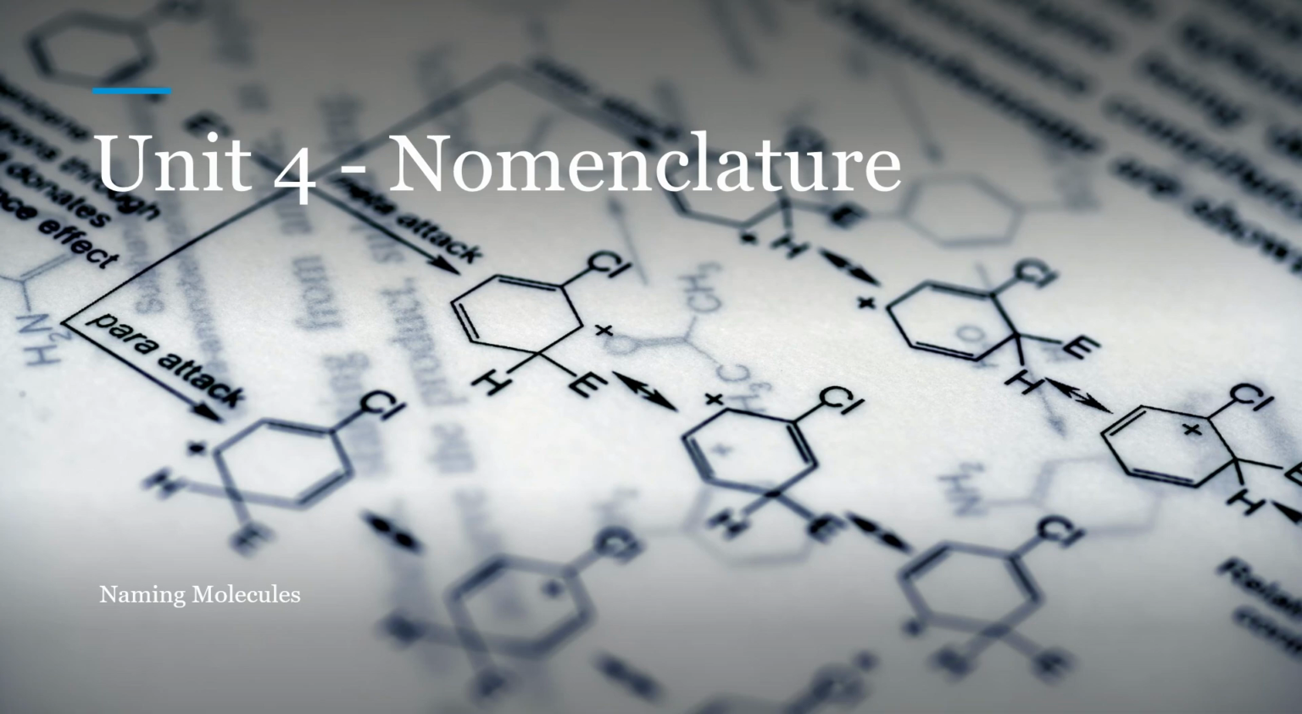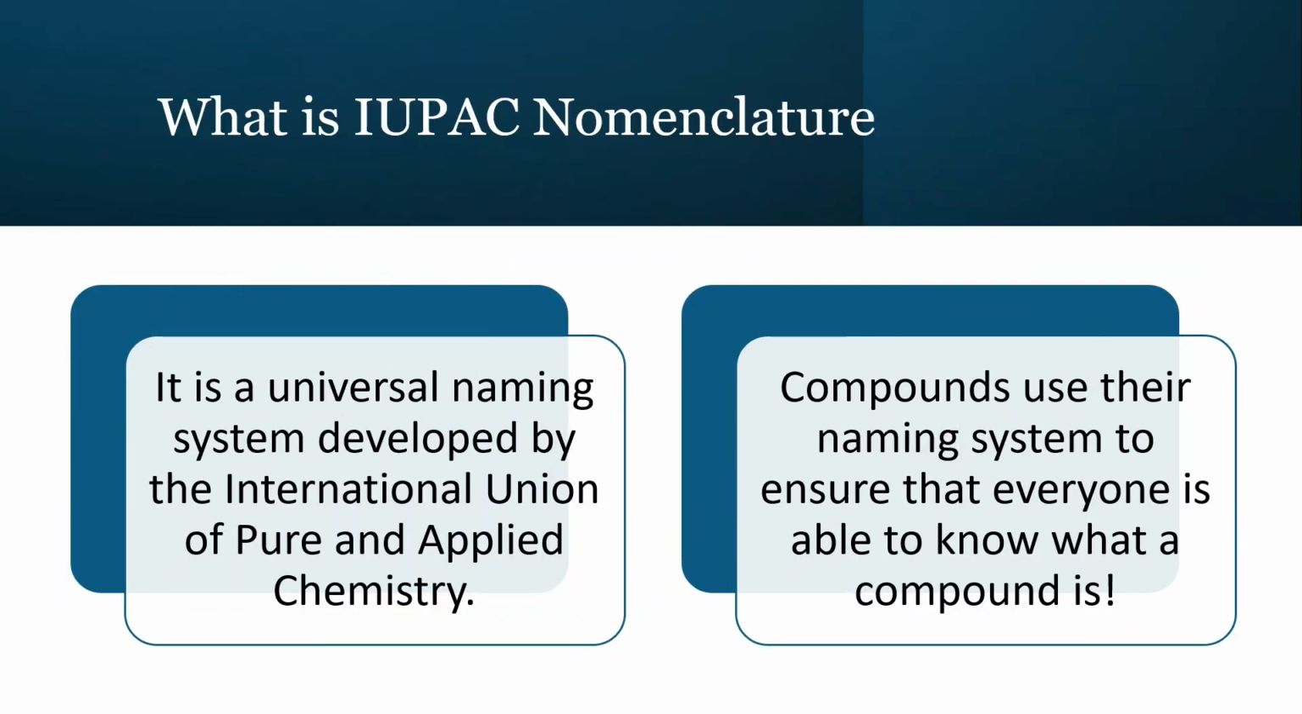Video, we're going to be talking about nomenclature, or how we name different molecules. So the first thing that we need to know is that the naming that we're going to be using is going to be known as IUPAC. And this is going to be a universal naming system developed by the International Union of Pure and Applied Chemistry. So everybody in the world looking at these different molecules is going to be using the IUPAC system, especially for the basic chemistry that we are going to be doing.